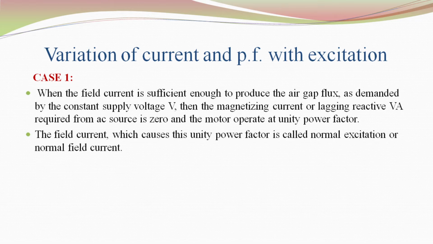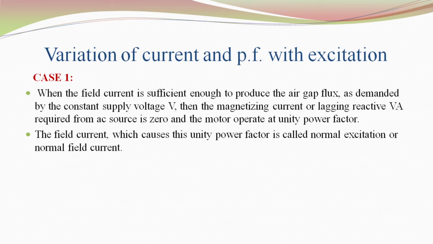Case 1: when the field current is sufficient to produce the air gap flux demanded by the constant supply voltage, then the magnetizing current or lagging reactive voltampere required from the AC source will be 0, and the motor will operate at unity power factor. So what we are saying here is that when the field current is sufficient to produce the air gap flux, the magnetizing current or lagging reactive voltampere required from the AC source is 0, and the motor operates at unity power factor, UPF.